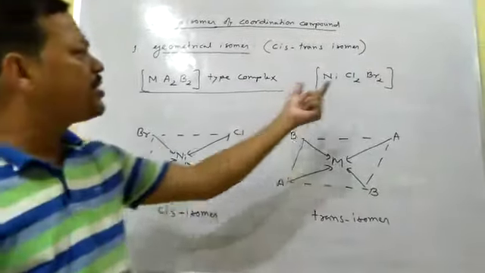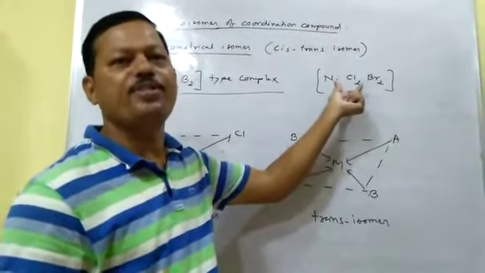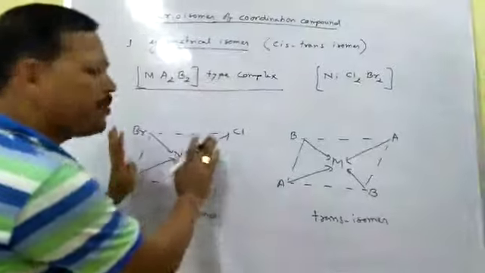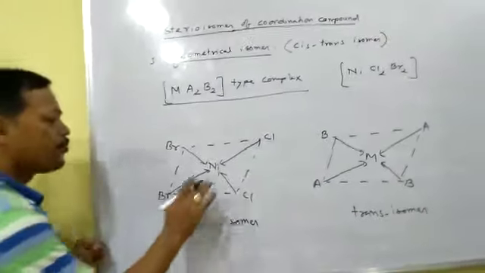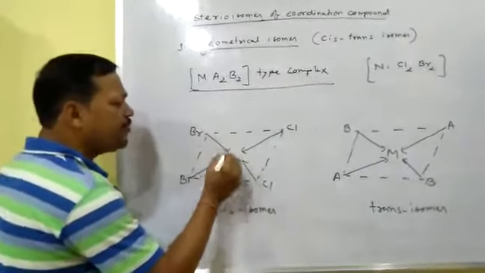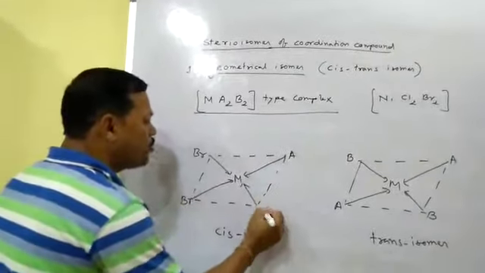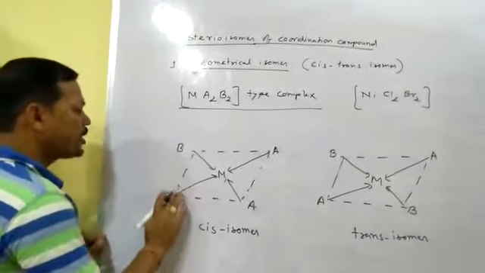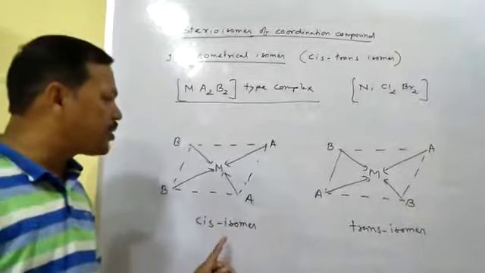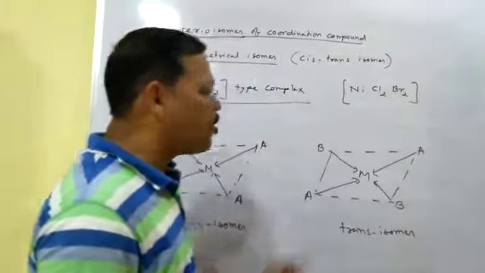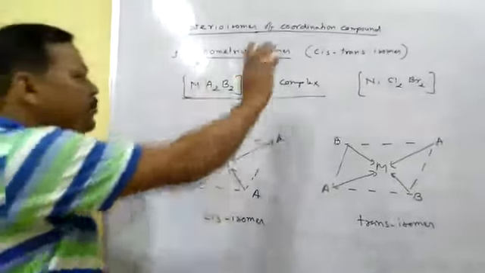But if the complex is given like this, no need to write any cis or trans, because you don't know whether it is cis or trans. But if the diagram is given like this, then you have to mention whether it is cis or trans. So if a complex is like Ma2B2, then they can show the geometrical isomer this way. If similar ligands are on the same side, it is called cis. If similar ligands are on the opposite side, they are called trans isomer. So this is for one type of complex.